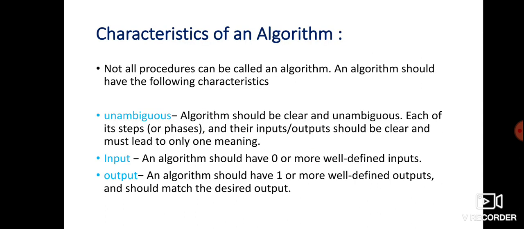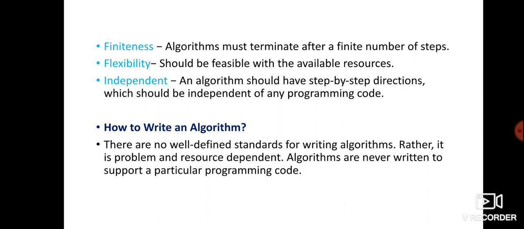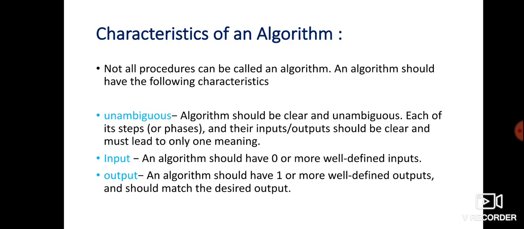Characteristics of an algorithm. Not all procedures can be called an algorithm. An algorithm should have the following characteristics: unambiguous, input, output, finiteness, flexibility, independent. Unambiguous: the algorithm should be clear and unambiguous. Each of its inputs and outputs should be clear and must lead to only one meaning. It should have finiteness, and it should mean that the instructions of an algorithm should be clear and simple.